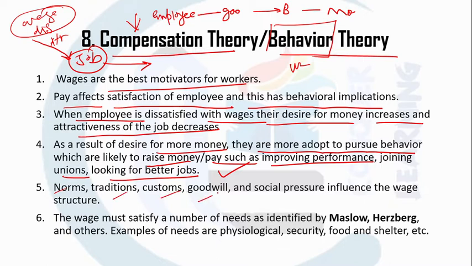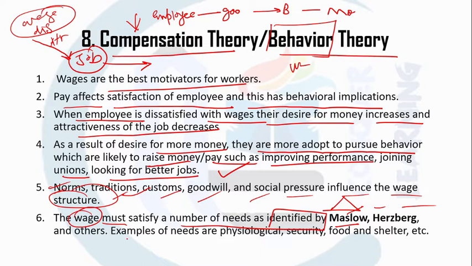Norms, conditions, customs, goodwill, and social pressure influence the wage structure. So these all are the factors which influence how your wage structure would be. The wage must satisfy a number of needs as identified. Everyone has studied Maslow's pyramid of needs and Herzberg's two-factor theory, and all these needs need to be satisfied through the wages. Examples of the needs are psychological, security, food, and shelter.